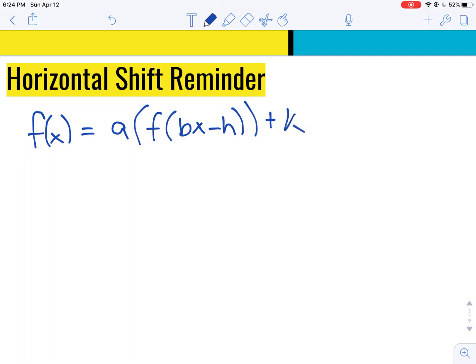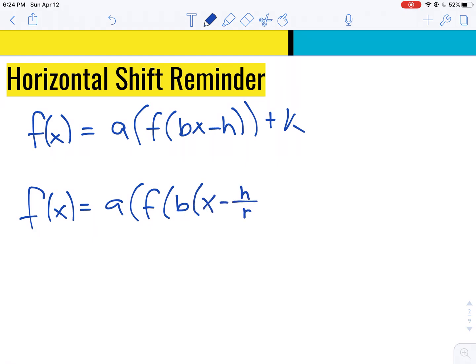And then we can rewrite this as f of x is equal to a times f of b, and we're going to factor that b out to turn into x minus h over b, plus k. Now we had to do this because this is where we got our horizontal shift from. We ended up with that h over b as our horizontal shift value.